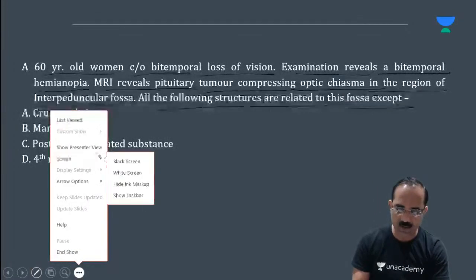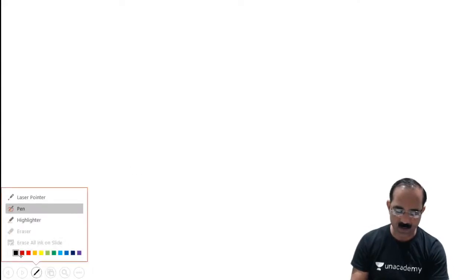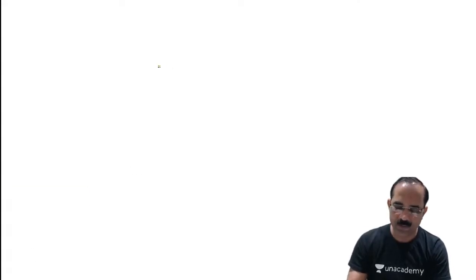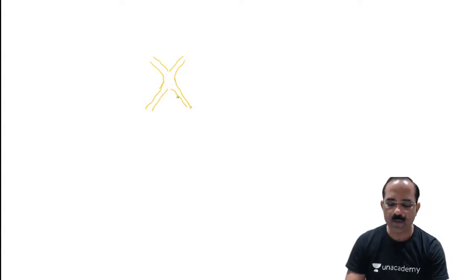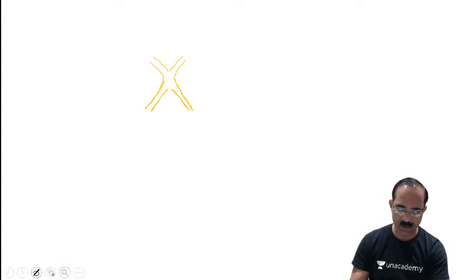Interpeduncular fossa, another very important MCQ is this. Okay, have a look. I'll just make this for you. This is the optic nerve, bachcho, that's the optic nerve, that's the optic chiasma, and this is going to be the optic tract. Yes, this is the optic nerve, this is optic chiasma, and this is the optic tract behind.